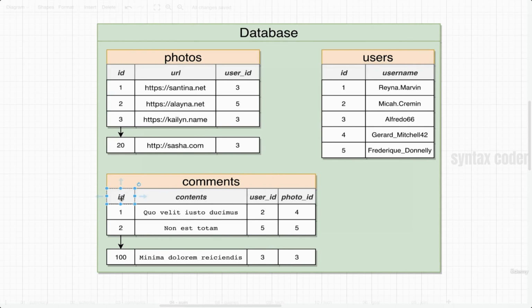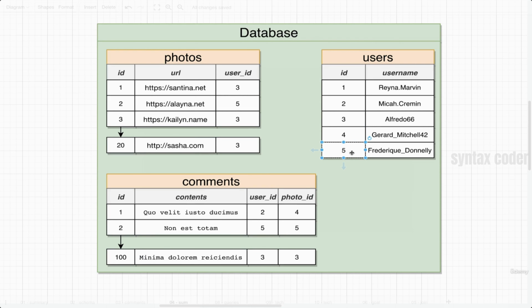Comments has an ID, it has contents, which is the actual text of each comment, and then it has 2 foreign key columns. One relates each comment to a user, and the other relates a comment to a photo. So in theory, this would be the user who created the comment, and the photo would be the photo that the comment was added to. We have 20 different photos, 100 different comments, and now 5 different users.